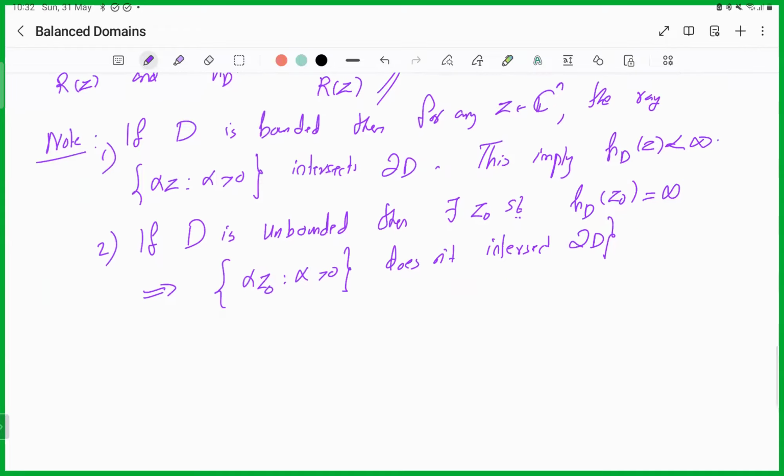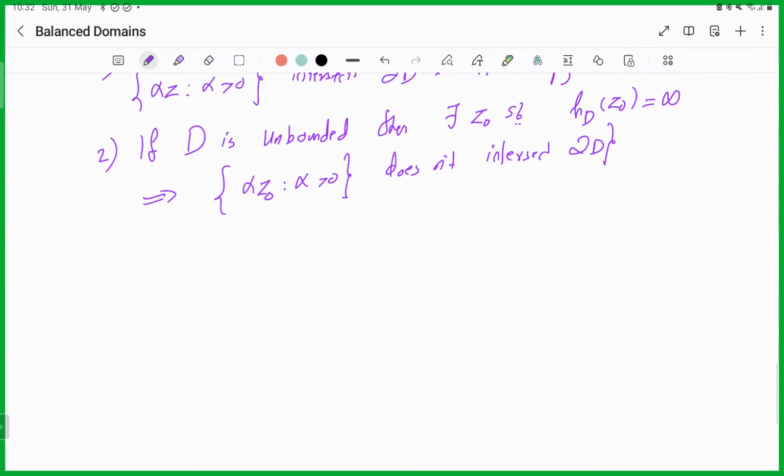One thing actually, balancedness is crucial. An upper half plane, something like that, this is the origin. Then it will go this side, the line, the complex line. Okay, so you are saying if D is unbounded and balanced, then there exists z naught.